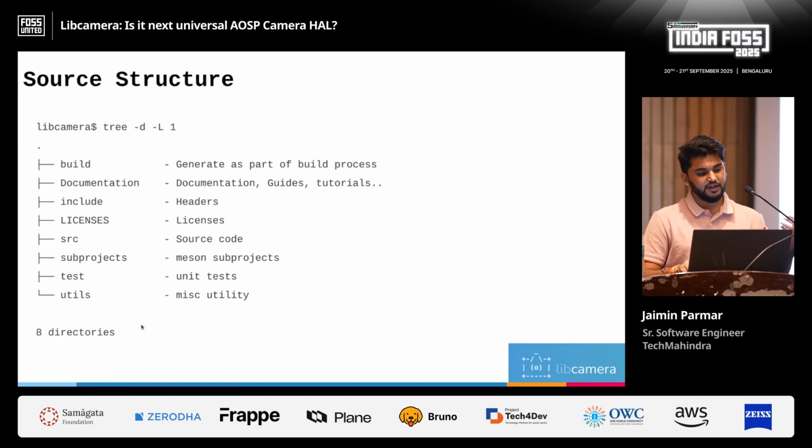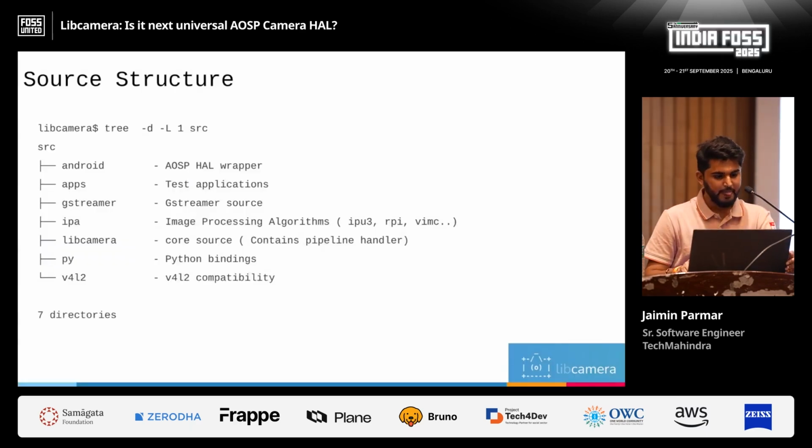Okay. So basically this is how the source structure of the Libcamera looks like. This is the build directory. So basically it will generate once you have run the build commands. It doesn't come with the git tree. So there is a documentation. You can find the documentation guide, include headers, and the full implementation of the source you can find inside the source code. I'm not going to go deeper into it.